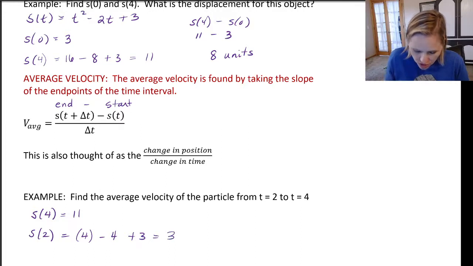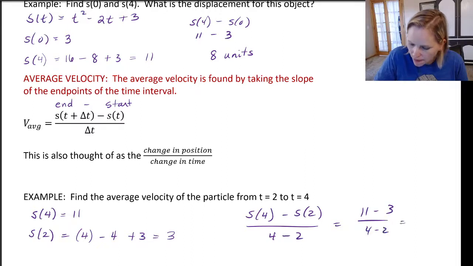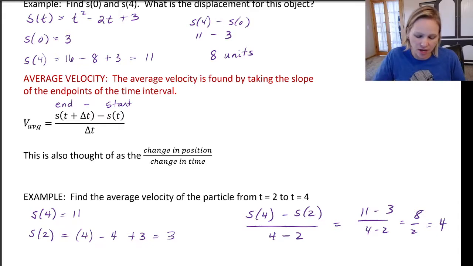Our position here is also 3, so we're kind of right back to where we started from. So to find my average velocity, it's simply s of 4 minus s of 2. It's just the slope between the 2 points. So 11 minus 3 over 4 minus 2, that's 8 over 2, that's 4. And then whatever our units are per whatever our time is.